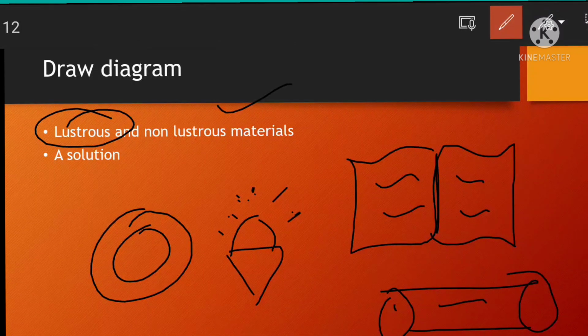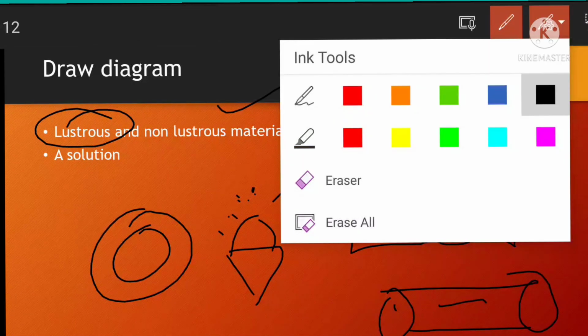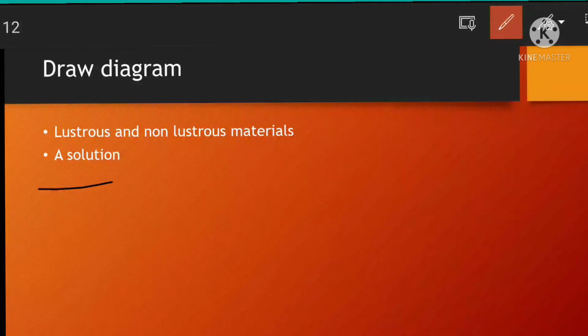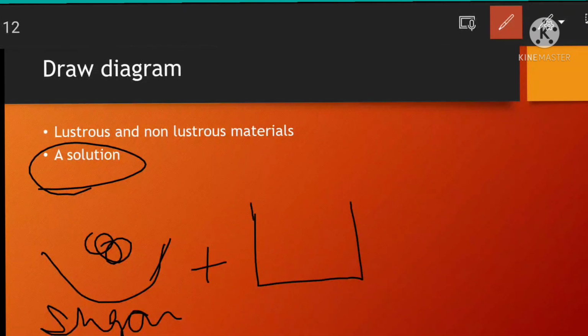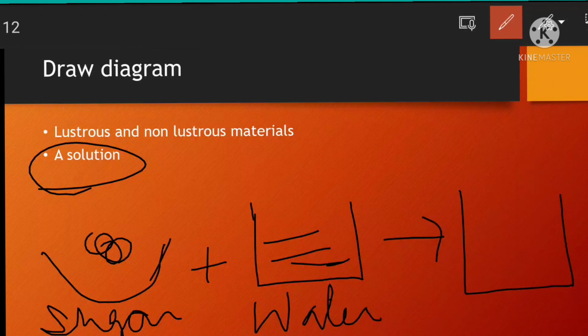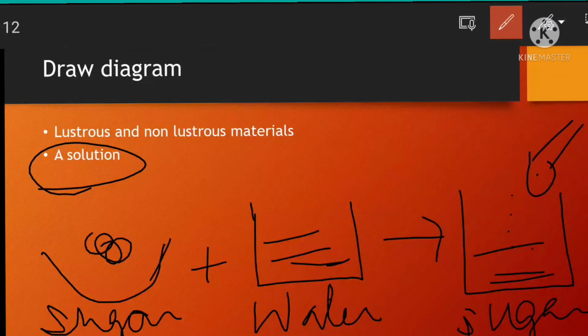Now, come to the next one, a solution. In case of solution, what do you draw? You take a bowl and inside the bowl you write sugar. Then you take a beaker. Inside the beaker there is water. Write here water. And in the third one, you can mix it. Make a small spoon. That shows that you are mixing, and here it is a sugar solution. So you can write here sugar solution.